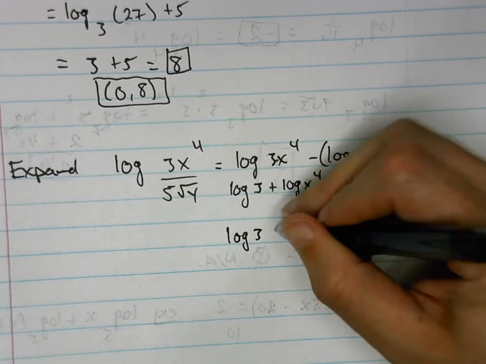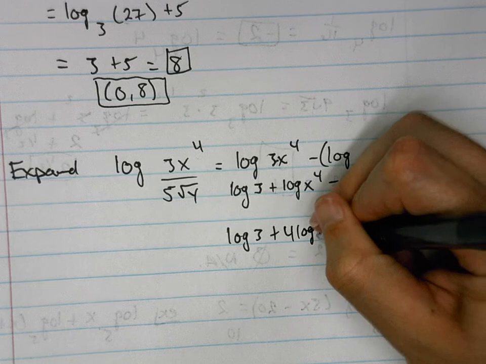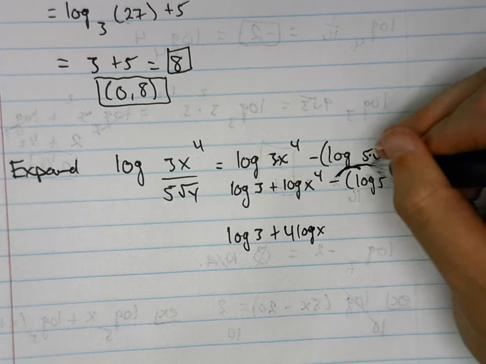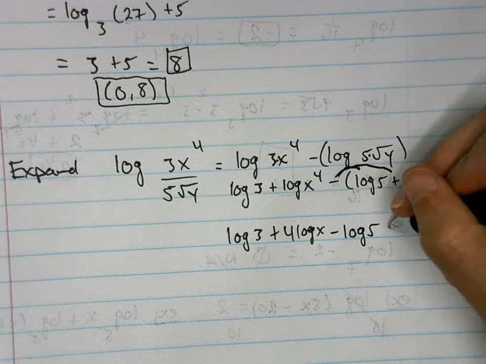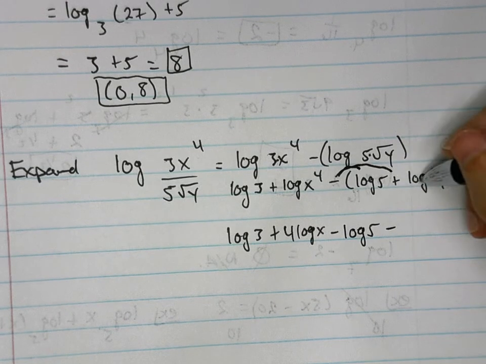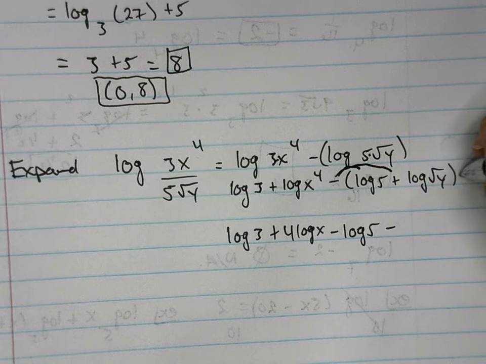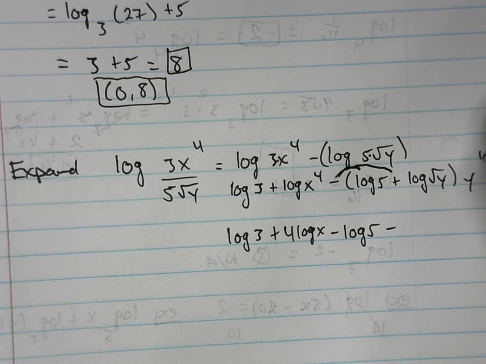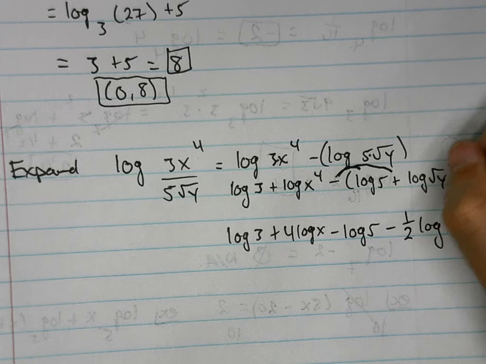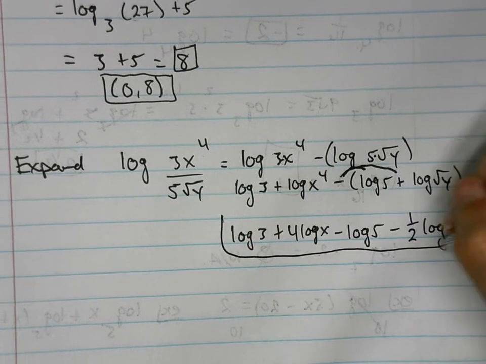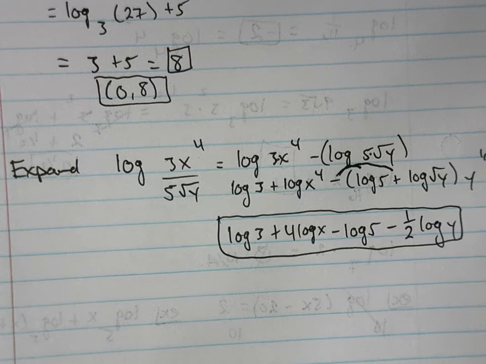Log 3 stays the same. Exponent comes in front. That's 4 log x. Distribute the negative. So this is minus log 5 minus log of y, square root of y. Square root is the same as saying y to the 1/2 power. So that's 1/2 log y. Completely expanded.